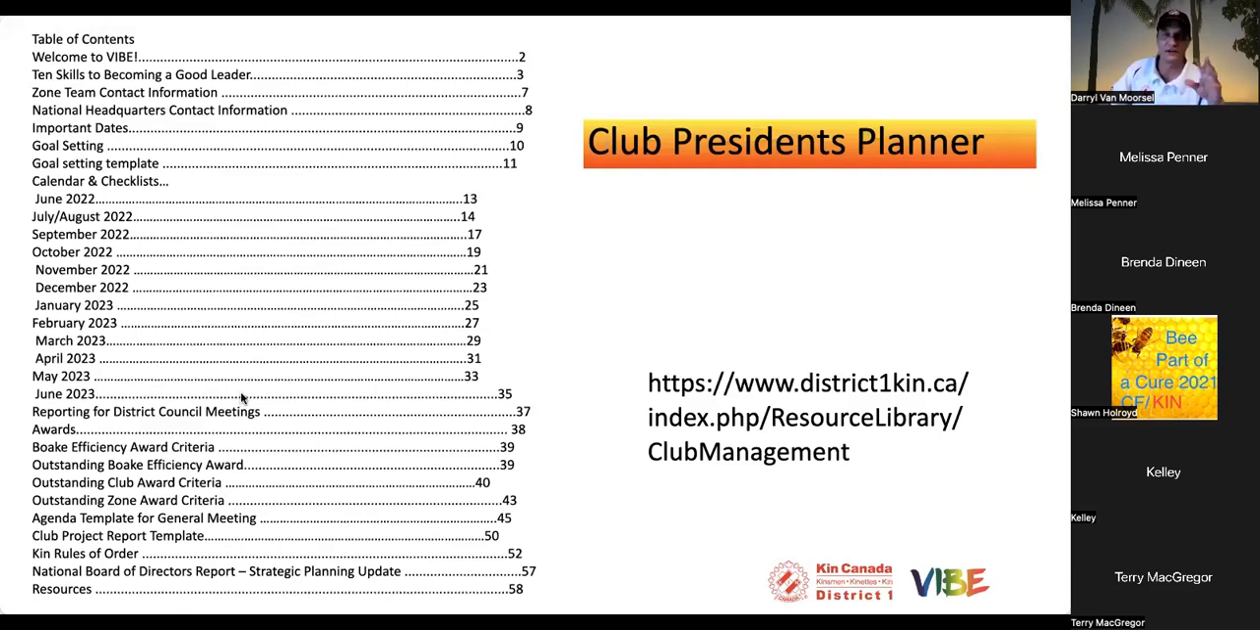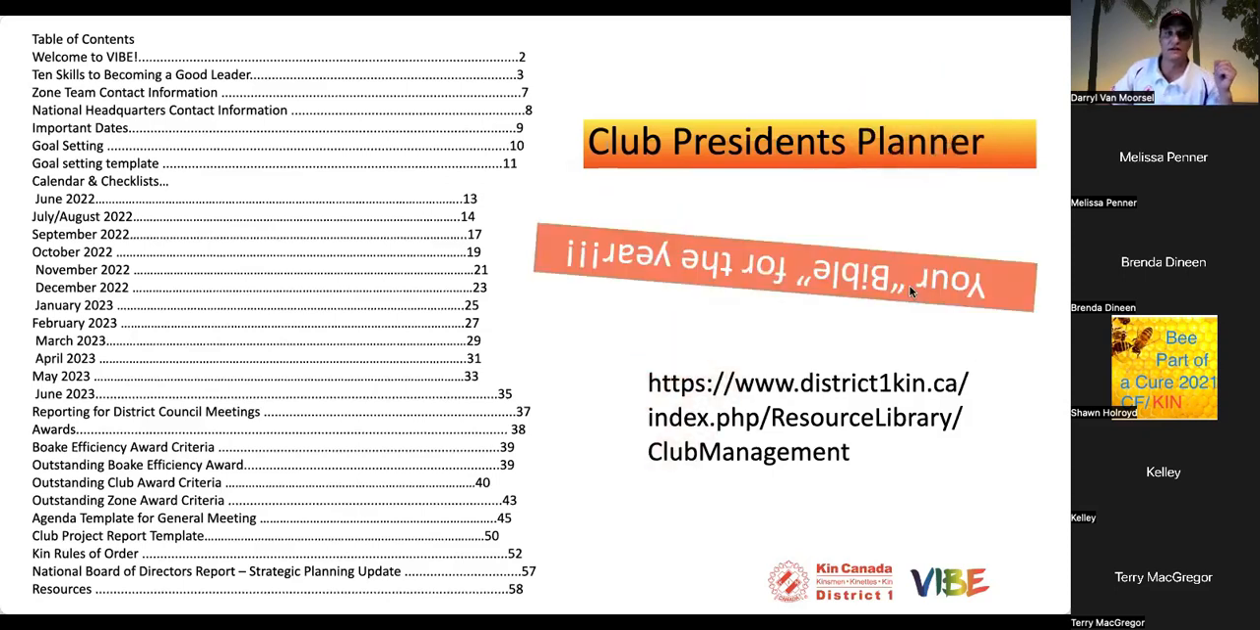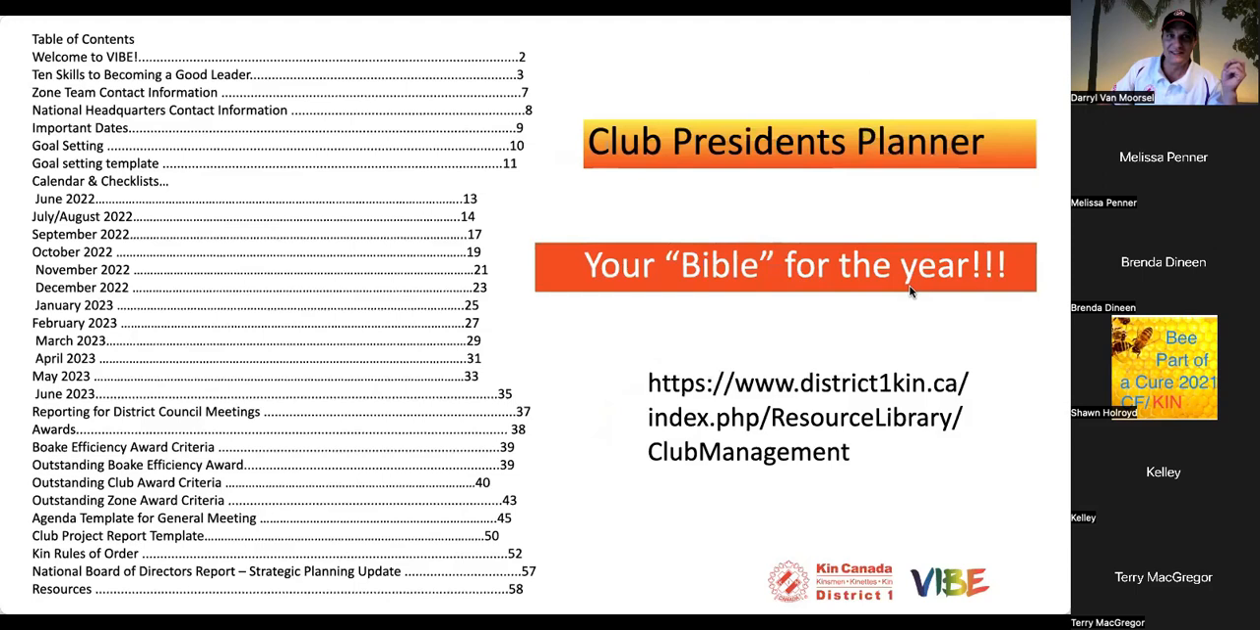So what I've done here is I've just put on what the table of contents is, because you can download them right off District 1 KIN. This is the Bible for your year. Don't worry, it won't be signed by Donald Trump, but I'll tell you this. You need this, and you should be making sure that you go through this step by step, month by month, okay?